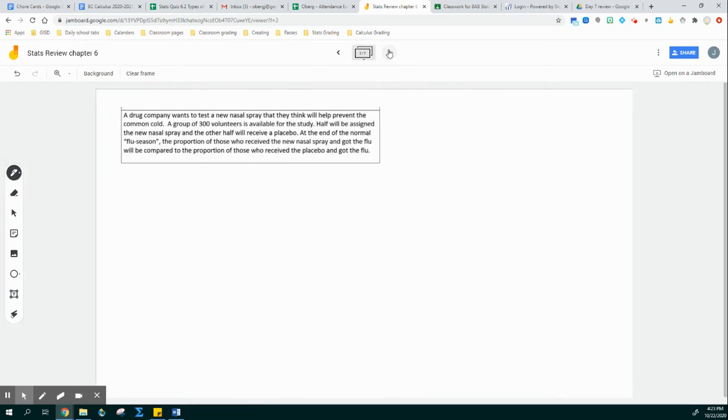A drug company wants to test a new nasal spray that they think will help prevent the common cold. A group of 300 volunteers is available for this study. So I've got 300 subjects. Half will be assigned the new nasal spray and the other half will receive a placebo. So here we go. They get the nasal spray and this group gets the placebo. At the end of the normal flu season, the proportion of those who received the nasal spray and got the flu will be compared to the ones who got the placebo and got the flu. So then I'm going to compare the number of flu cases.